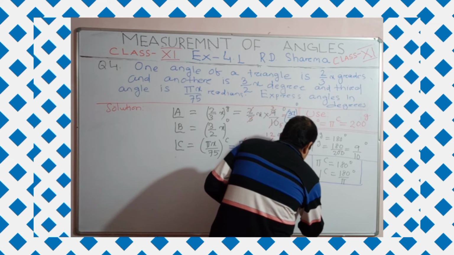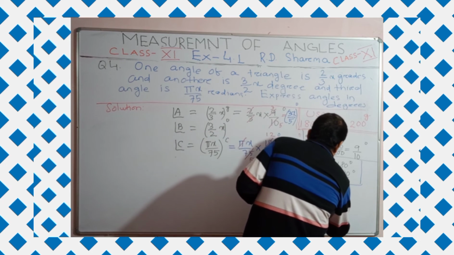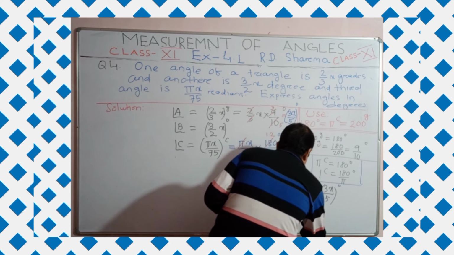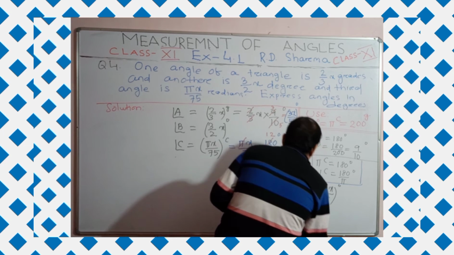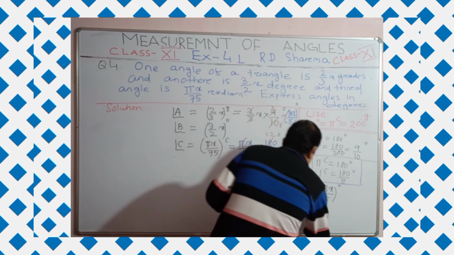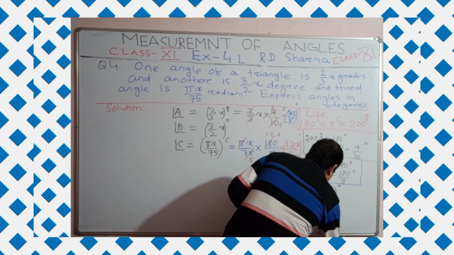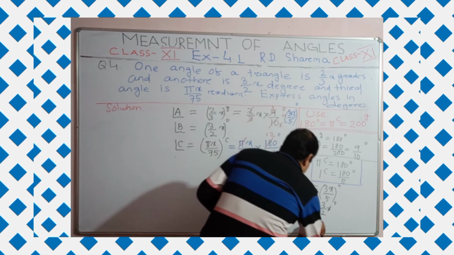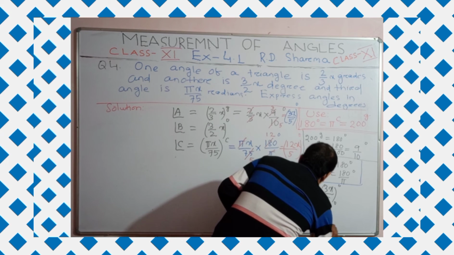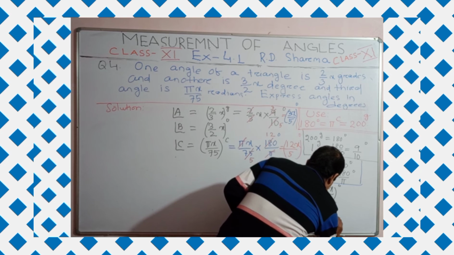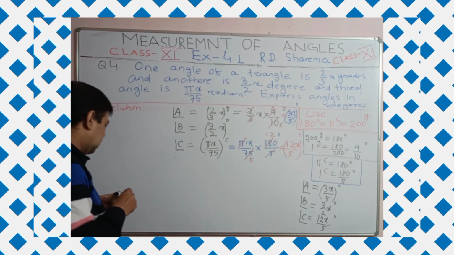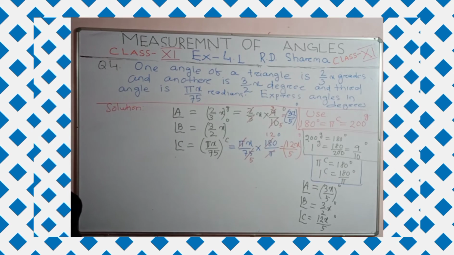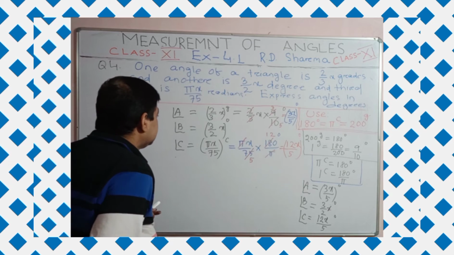So we get angle A is equal to 3x upon 5 degree. Angle B, we got 3 by 2x degree, already in degree. And angle C, we got 12x by 5 degree. Understand? So here the three angles are expressed in degree. Okay, is it clear?